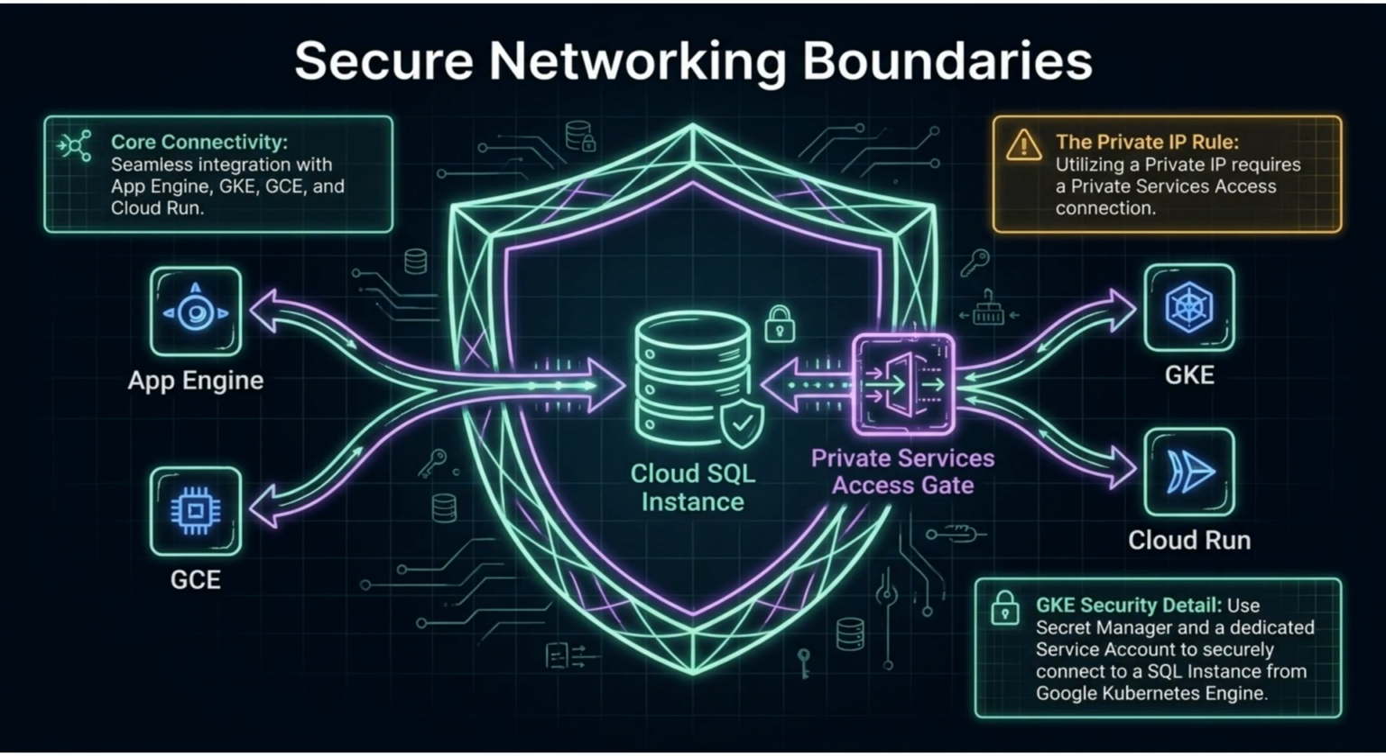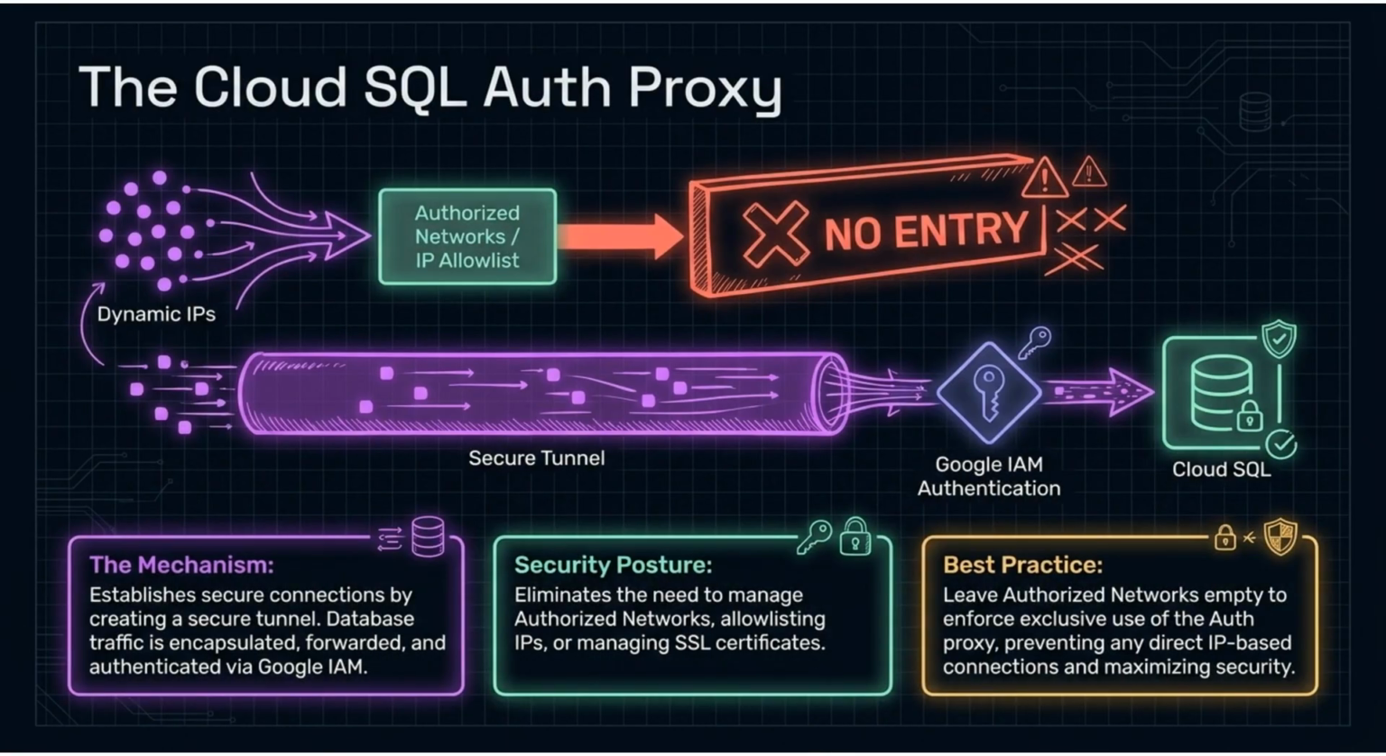Secure networking boundaries are critical. Core connectivity integrates seamlessly with App Engine, GKE, GCE, and Cloud Run. The private IP rule requires a private services access connection. The Cloud SQL Auth proxy establishes secure connections via a secure tunnel, encapsulating and forwarding database traffic, authenticated via Google IAM. A best practice is to enforce exclusive use of the auth proxy for maximum security.